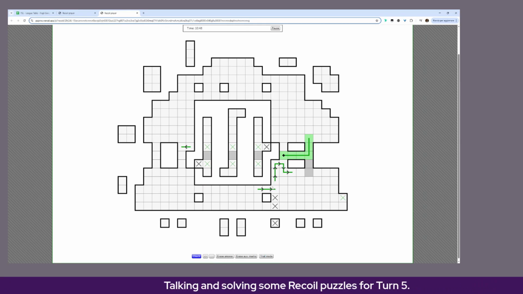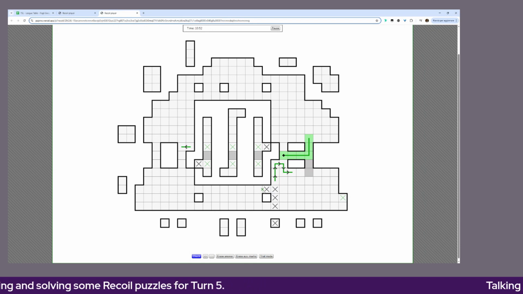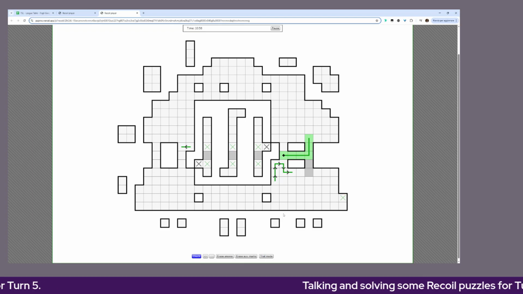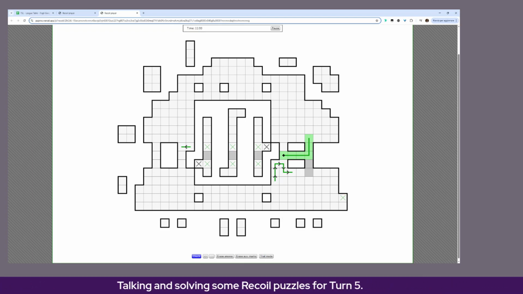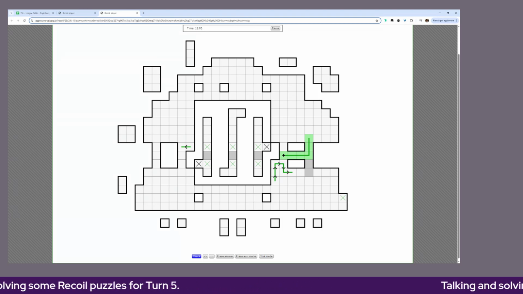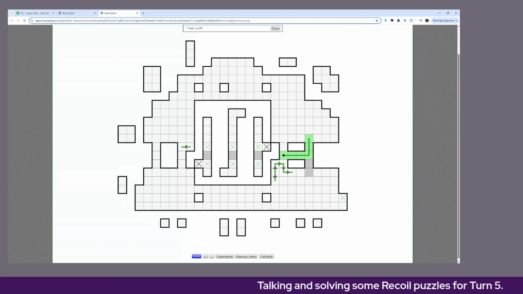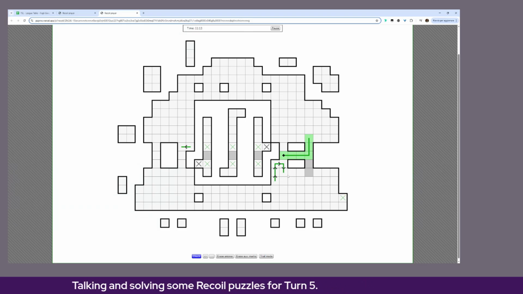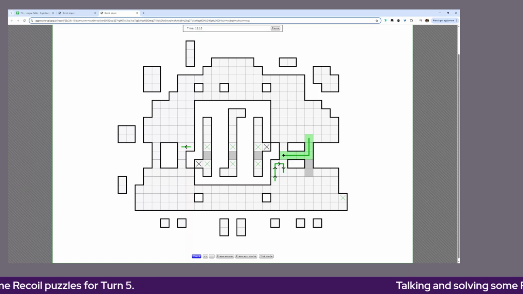For, wait. Oh, come on. Okay, sorry. That's me just being dumb with the controls of this. Sorry. We don't know about this yet, of course.